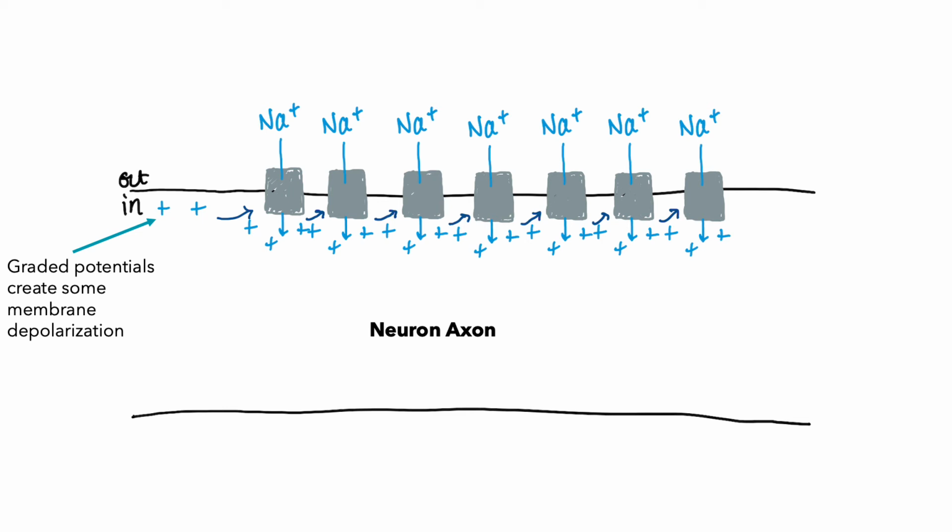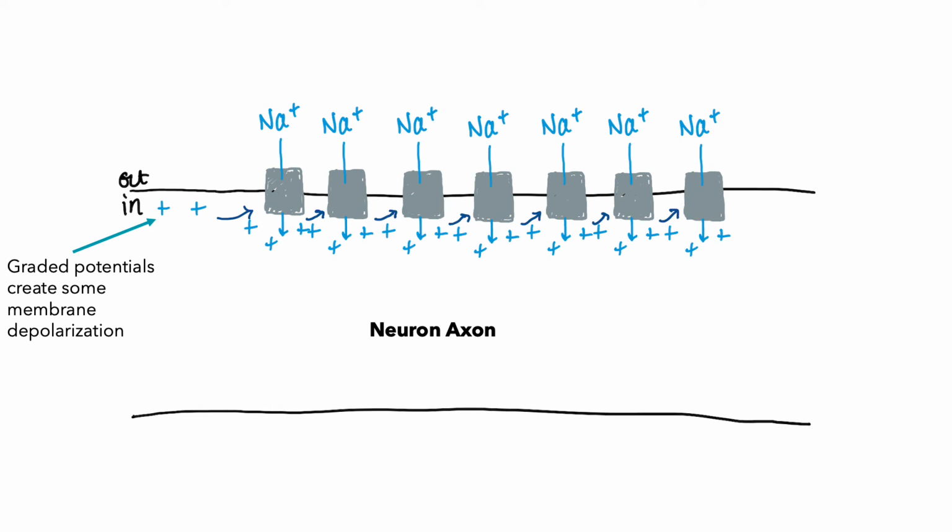Let's review that process by looking at those changes on a molecular level. On the left, you can see the graded potentials creating a small membrane depolarization. Then, the first voltage-gated sodium channel opens. This allows positive charge to flow in, triggering opening of the next voltage-gated sodium channel, and so on.